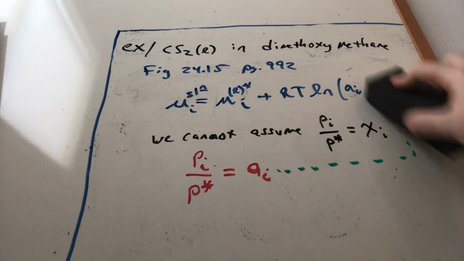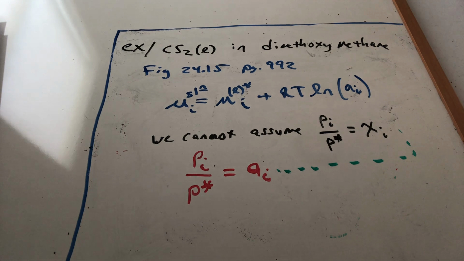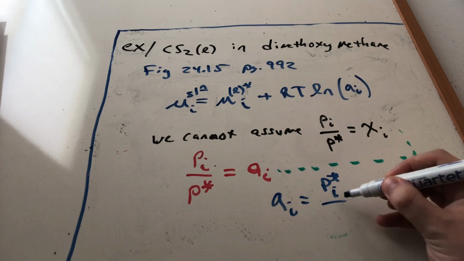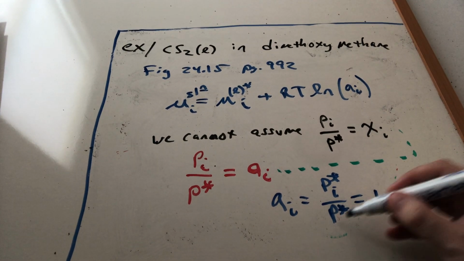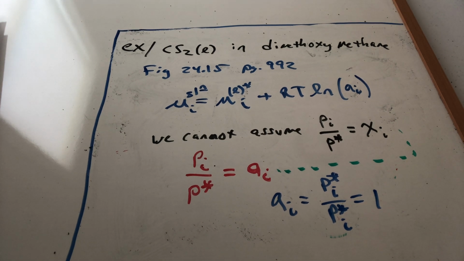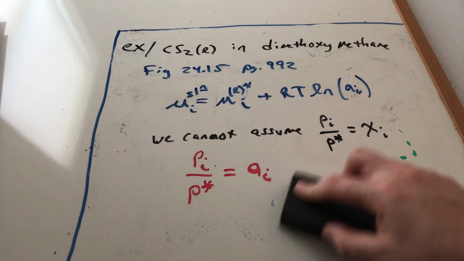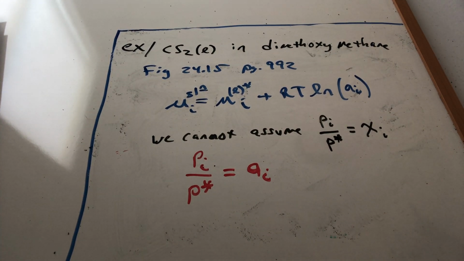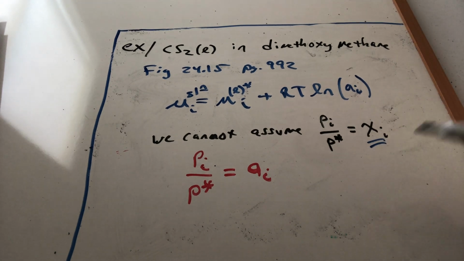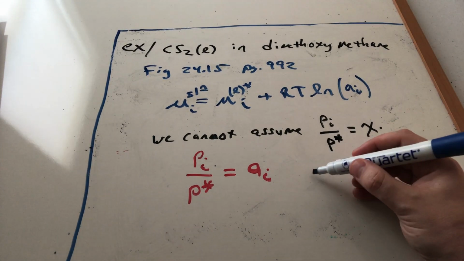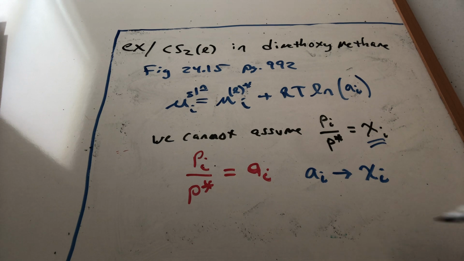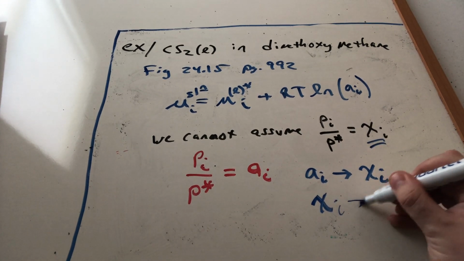Okay. The activity for a pure substance would be P star over P star, which equals 1. The activity of a pure substance would be equal to 1, and that's an important thing to know. Also an important thing to know is Raoult's law is generally followed best when these concentrations are high. So based off a Raoult's law standard, and only for a Raoult's law standard, a sub I approaches chi sub I. It approaches ideal behavior as chi sub I gets big and approaches 1.